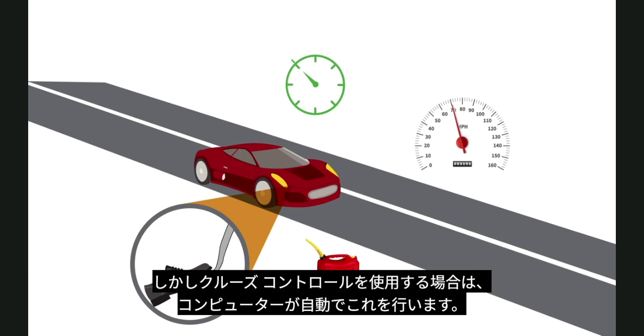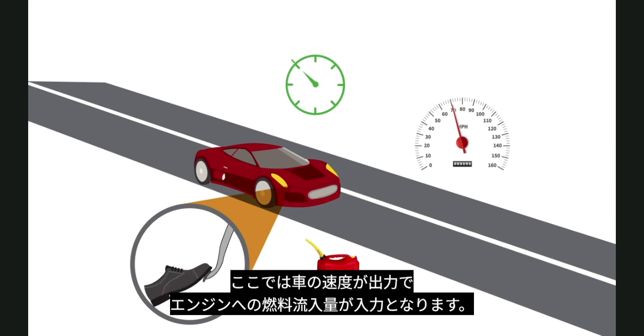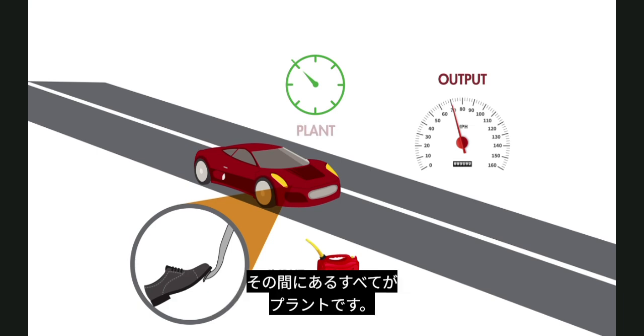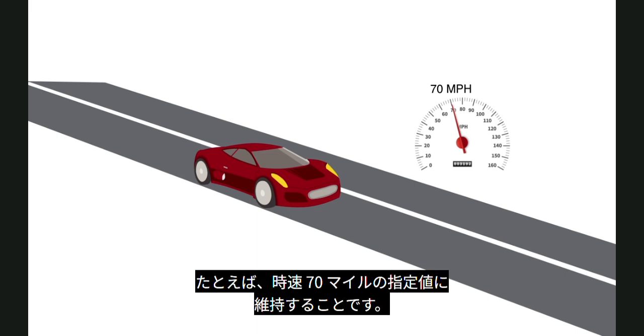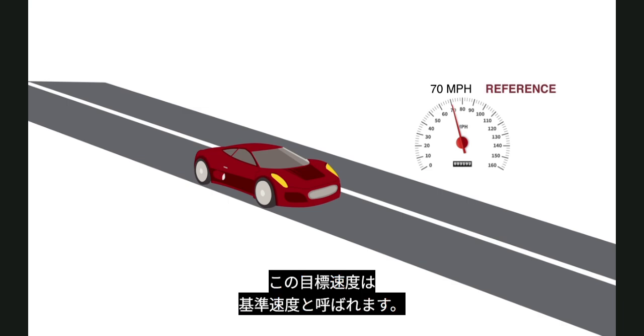But if you're using cruise control, this is done by the computer automatically. Here, the car speed is the output. The amount of fuel going to the engine is the input, and everything in between is the plant. The goal of cruise control is to keep the vehicle speed at a set point, for example, 70 miles per hour. The desired speed is called the reference.